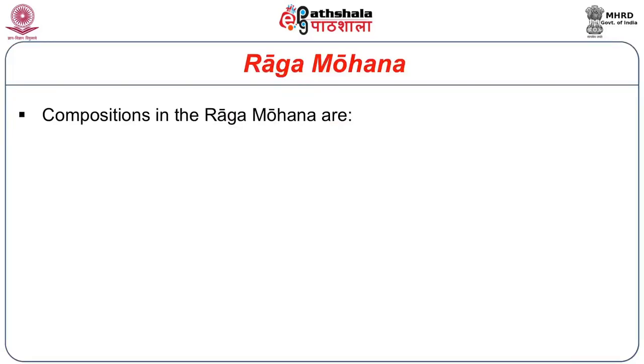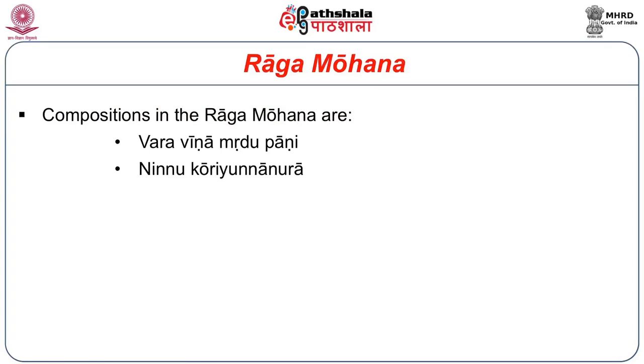So this omits Madhyama and Nishada. Let's get familiar with some of the popular ragas of Karnataka music. They are Todi, Kalyani, Shankarabharana, Mayamalavagowla, Hindola, Suddha Saveri, and so on. Now, we will look into the lakshana of just one raga. I'll demonstrate and tell you how the components are fitting in it. Some of the compositions in the raga Mohana are Varavina Mridupani, Ninnukori, Dayarani, Rara Rajiva Lochana, Nagalingam.